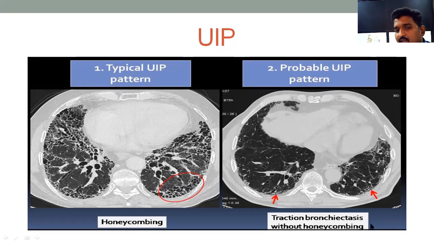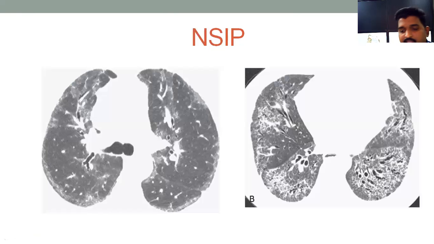Here you could see, I'm not seeing any honeycombing as such, but I could see some peripheral subpleural involvement. There are some reticulations there. And there are some cystic changes, but they are isolated. They are not grouped cysts. They are not line-like in appearance, as I already described in the case of honeycombing. And this is the case of NSIP.